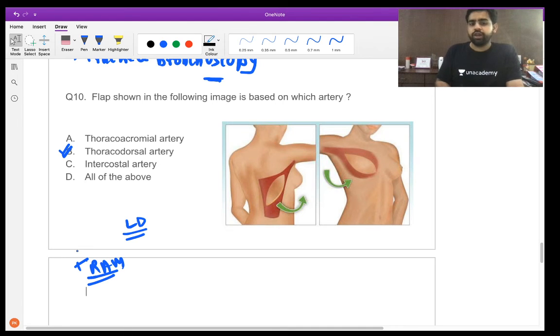That's fine. But what is the disadvantage of TRAM flap? Just understand one thing. What is the disadvantage of TRAM flap? It leads to weakness of the abdominal wall. Okay, so weakness of the abdominal wall.